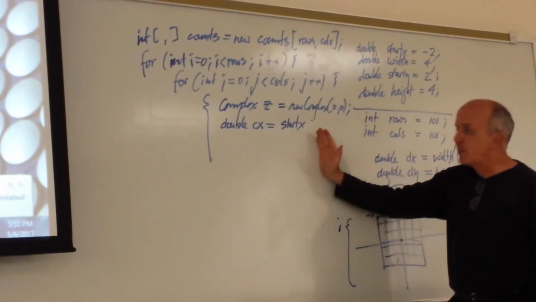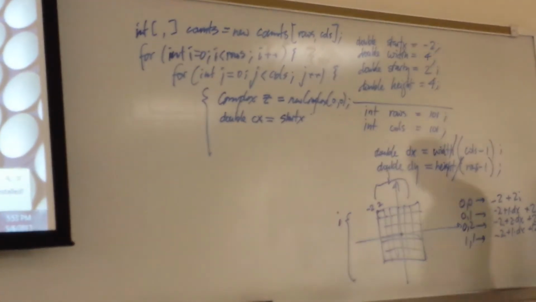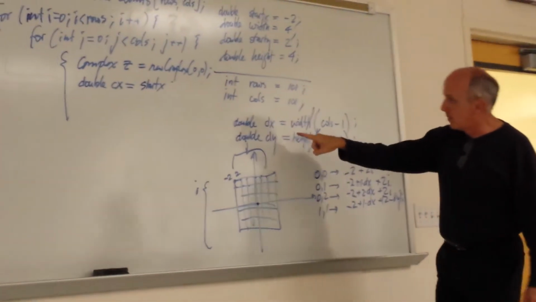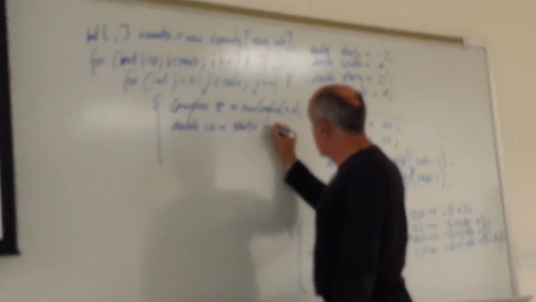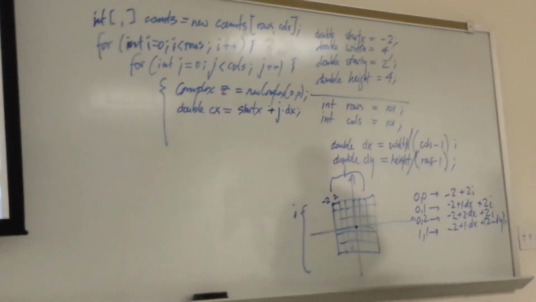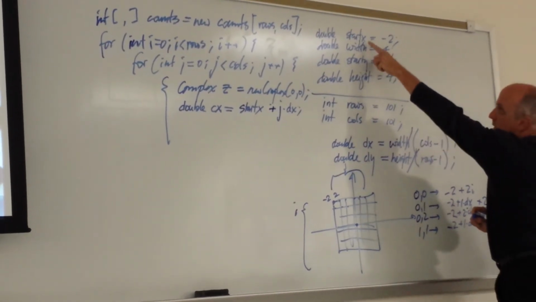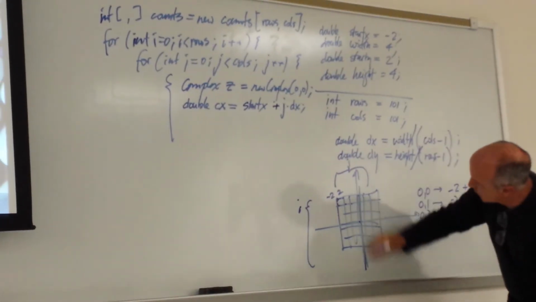Whatever j is, that's how many columns over in the x direction I've gone in the complex plane. How much width do I associate with each column? dx. So it's start x plus j times dx. That's the x value for my complex number. Start x is negative 2. Right? Here's the y-axis.